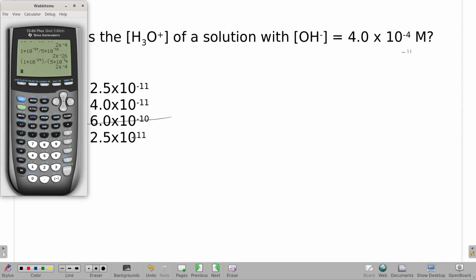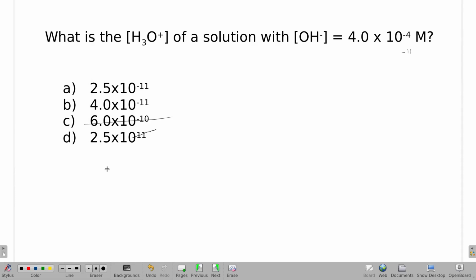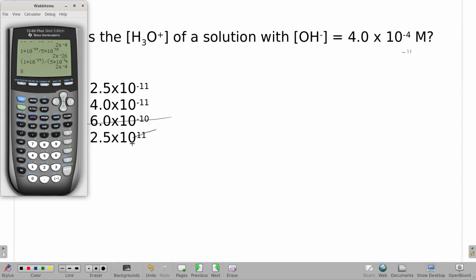Well, I guess this one can't be, can it? That's +11. So it's got to be negative 11. So to solve this, I take that 1 times 10 to the negative 14th and just divide it by the 4 times 10 to the negative 4th I gave you, and we get 2.5 times 10 to the negative 11th.